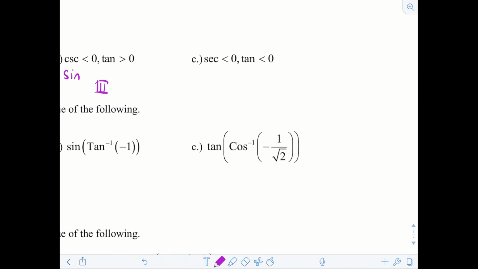So secant, which is really saying cosine, is less than 0. So where is cosine negative? Cosine is negative both in quadrant 2 and quadrant 3. And then it asks, what quadrant is tangent negative of those two? Well, tangent is positive in quadrant 3, so we're talking about quadrant 2. So that would be quadrant 2 again.